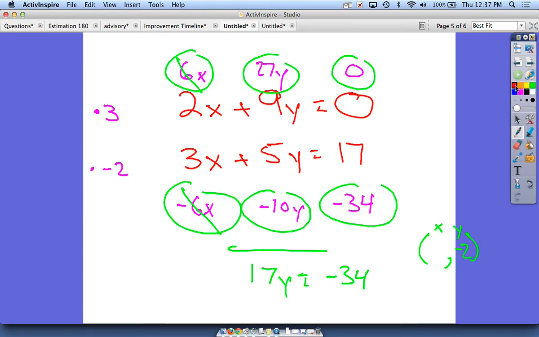Now I had to put -2 in for one of the y's somewhere, so it really doesn't matter which one you do. So I will just come back and do, how about this one right here? So I have 2x plus 9 times -2 equals 0. So if I simplify that, 9 times -2, I just put that -2 in because that's where the y was at. Let's simplify that to -18.